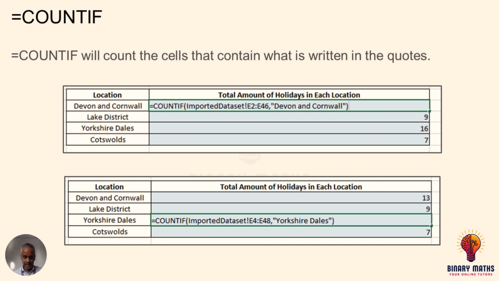So we can see that the Lake District here was counted 9 times in those cells. The Yorkshire Dales 16 times, and the Cotswolds was 7 times. They appeared each time. And over here we've got the total number of holidays in each of those locations.